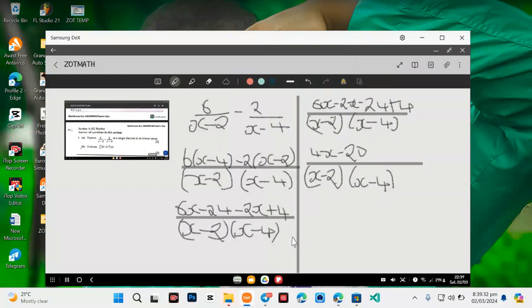The other side, is it 6x minus 2x? Which one? Where? 6x minus 2x. Are you talking about here? Where here? Yes, it's 6x minus 2x.